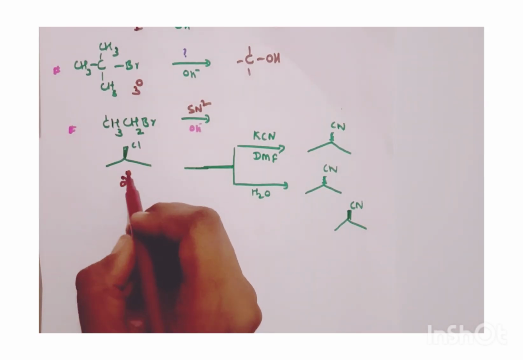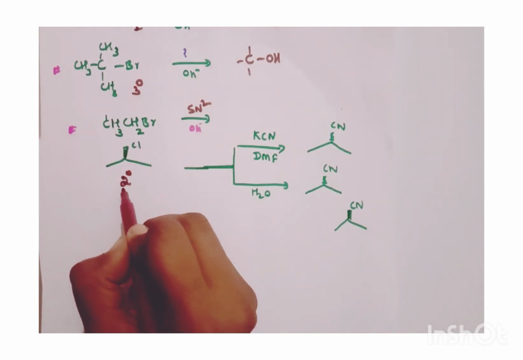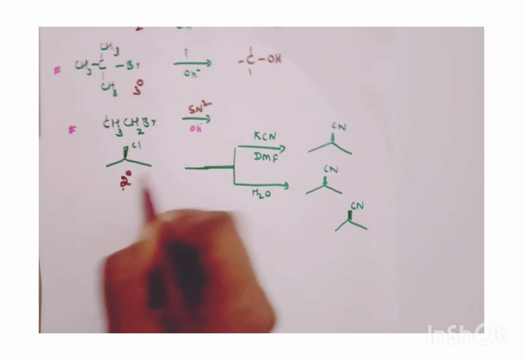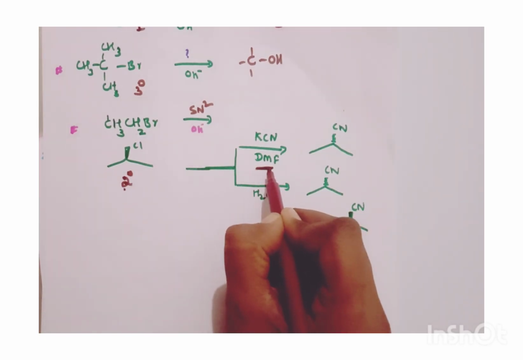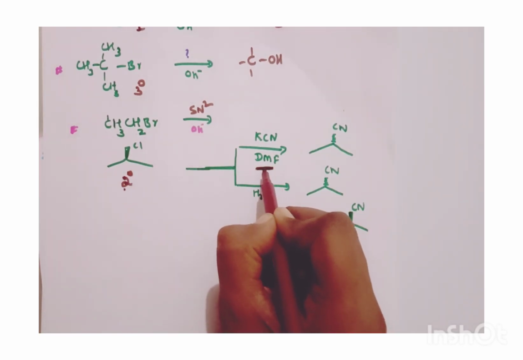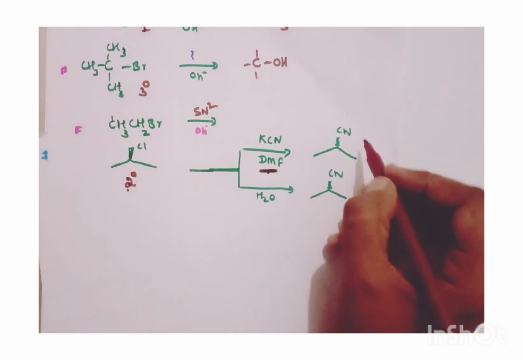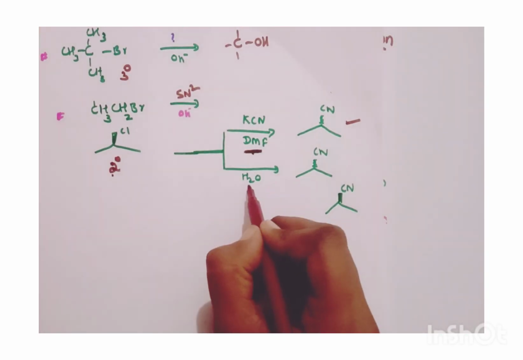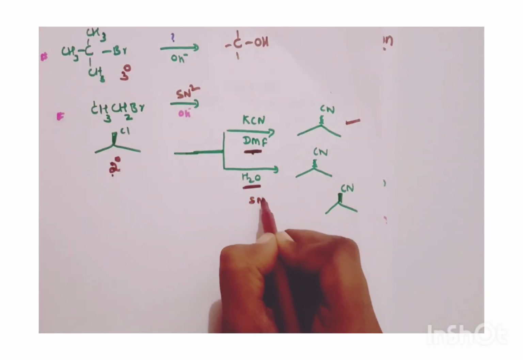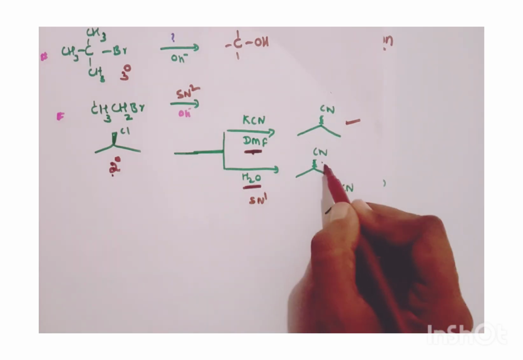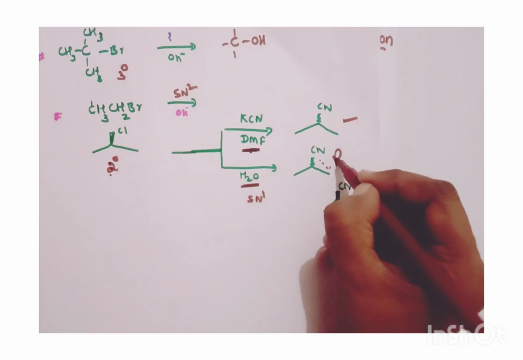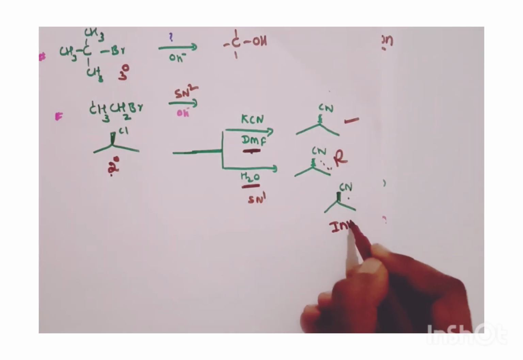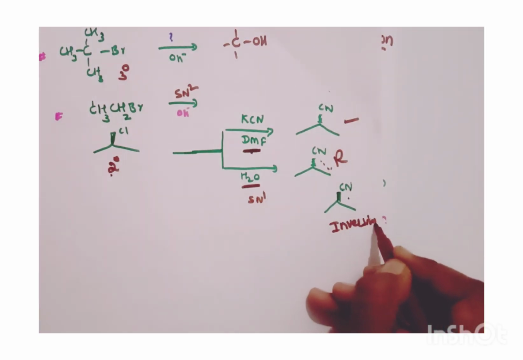Secondary means there is a possibility of both SN1 and SN2. So this reaction is decided by the solvent we use. If we use DMF, then this is SN2 reaction. Therefore, the product is like this. If we use water, this is SN1 reaction. We get both inversion and retention of the configuration. This is retention. This is inversion of the configuration, meaning we get racemization.